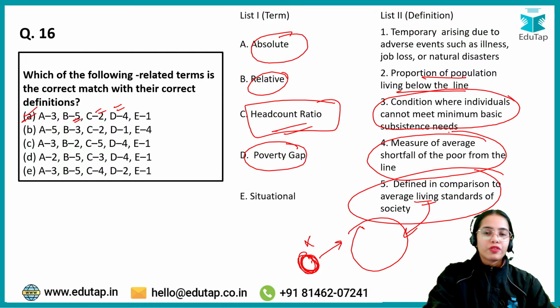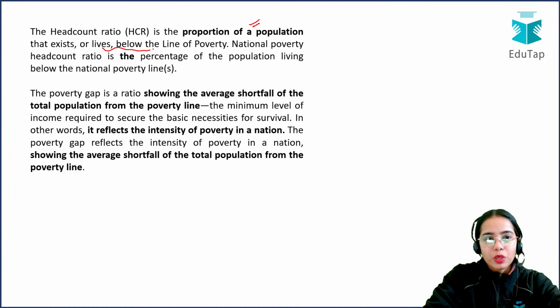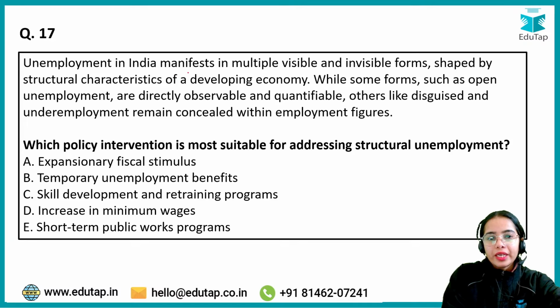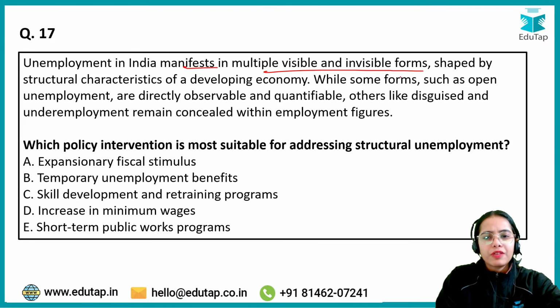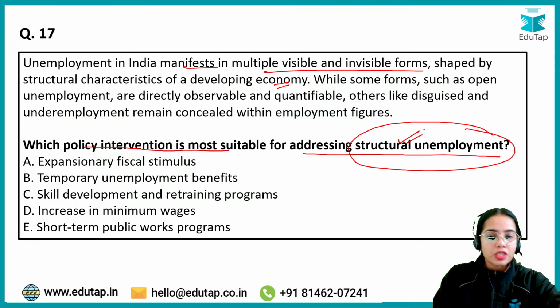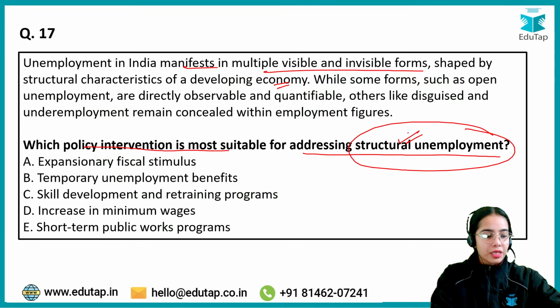So headcount ratio is the proportion of the population that lives below the line of poverty. Now, next is unemployment in India manifests in multiple visible and invisible forms shaped by structural characteristics of the developing economy. Which policy intervention is more suitable for addressing this structural unemployment? If you know about the structural unemployment, you will be easily able to answer this question.